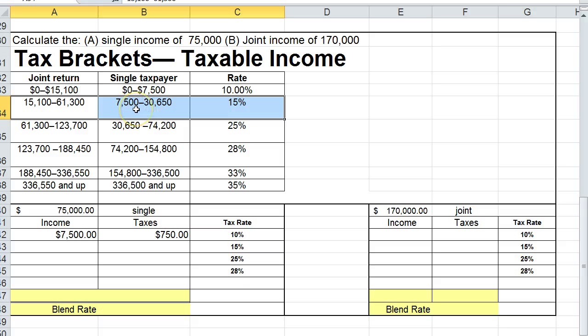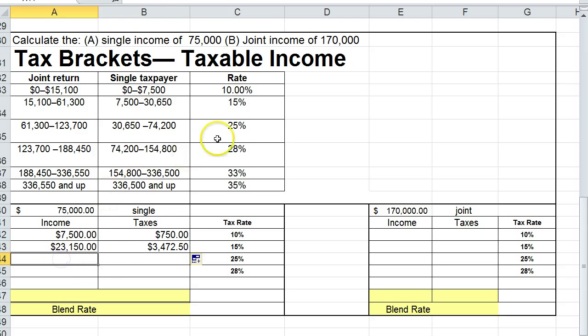Now here, how much money is in this bracket? Well, the top end is at $30,650 and it starts at $7,500. So how much money is between $30,650 and $7,500? So do a quick calculation. I'll subtract the $7,500 from the $30,650, and I find that this bracket can hold $23,150. And since I made more than $30,000, I know that I completely filled that bracket. So again, I'm just going to drop down this formula here, and this is how much taxes I owe.